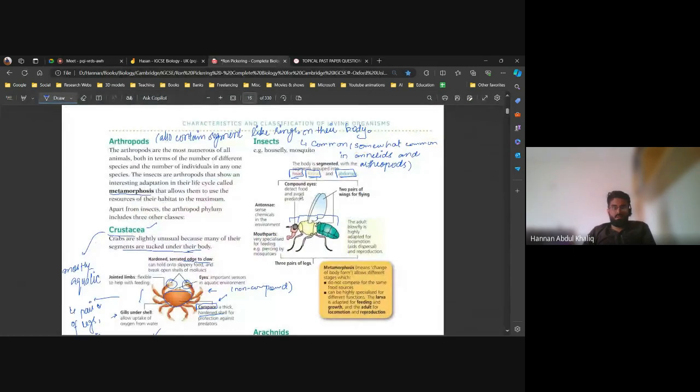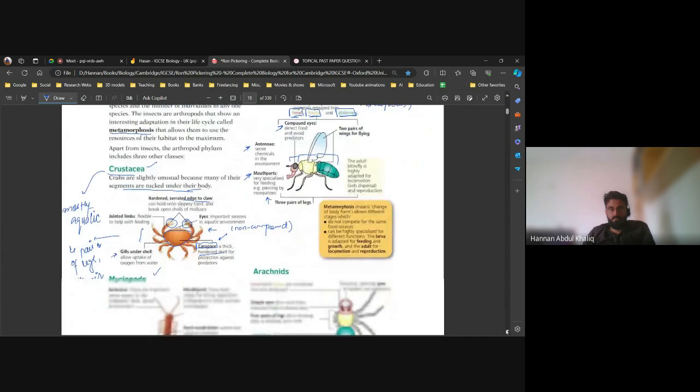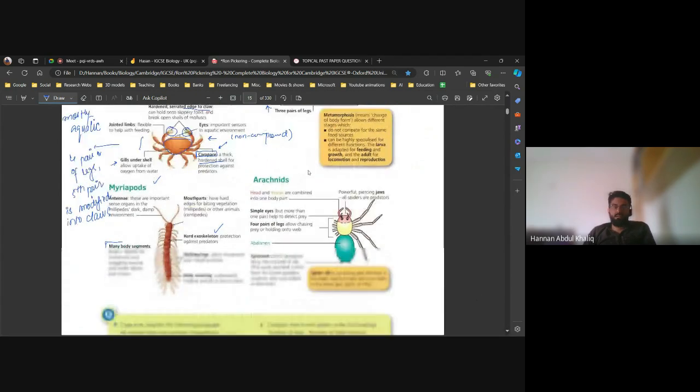They have compound eyes, they have antenna, they have mouth parts very specialized for feeding, piercing by mosquitoes, and metamorphosis is there. But the most important part is their three pairs of legs.